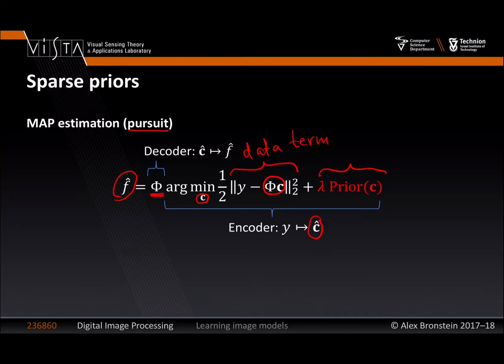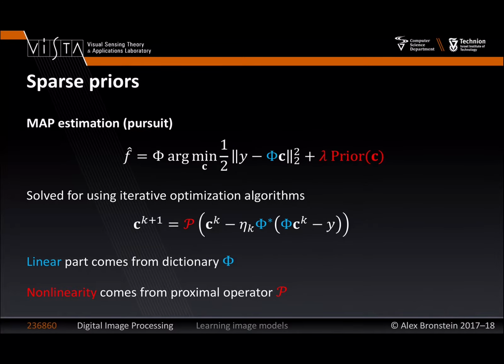Okay. What does a neural network do? Of course we solved it using ISTA iterations or some other favorite optimization method. In the ISTA iteration we have this linear part that I'm denoting in blue, which comes from the dictionary. It's our linear part, and then we have this nonlinearity that comes from the proximal operator. And in the case of a simple element-wise sparsity, it was just element-wise soft thresholding. Okay.